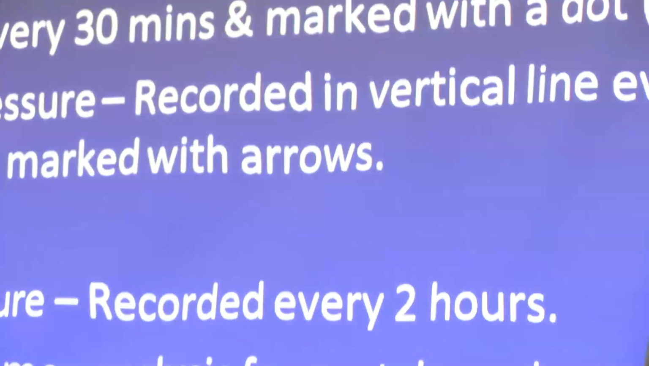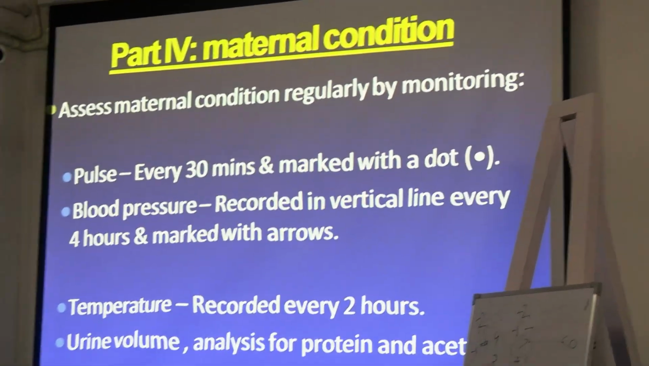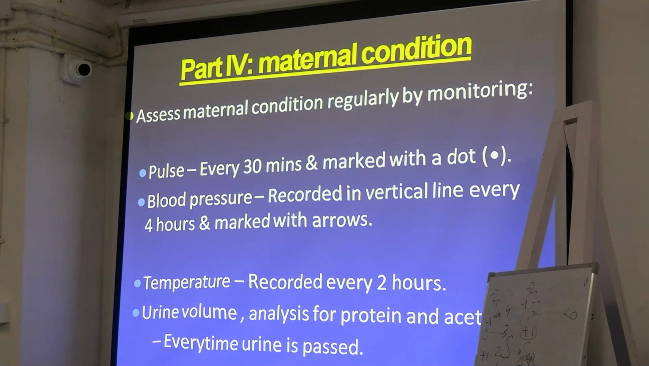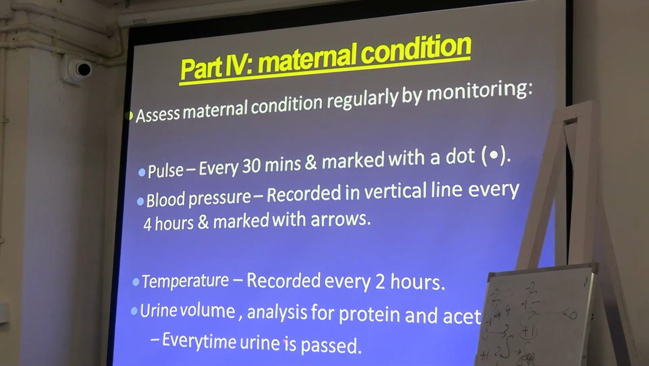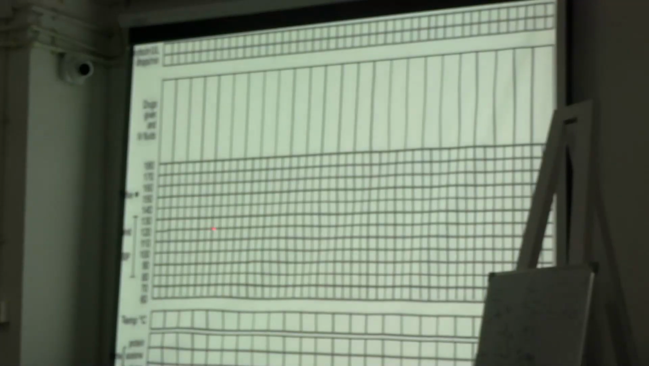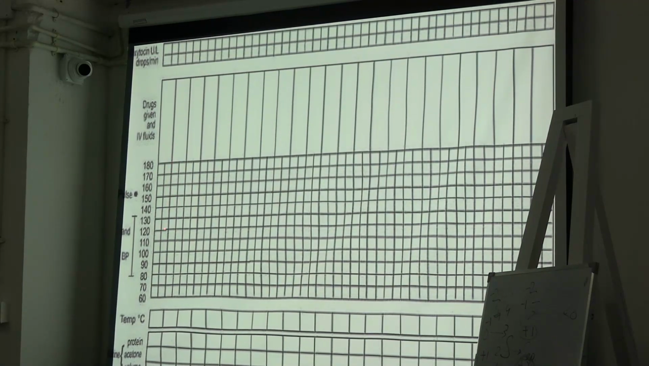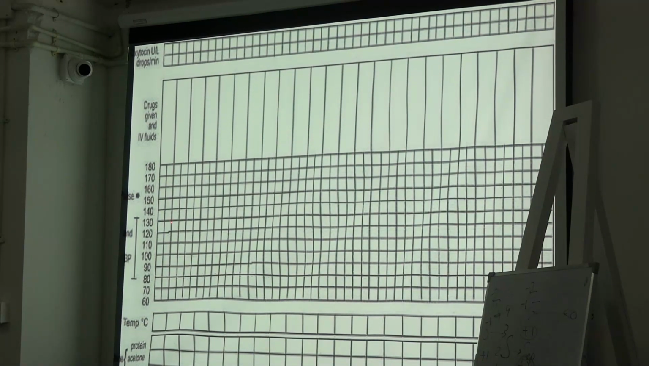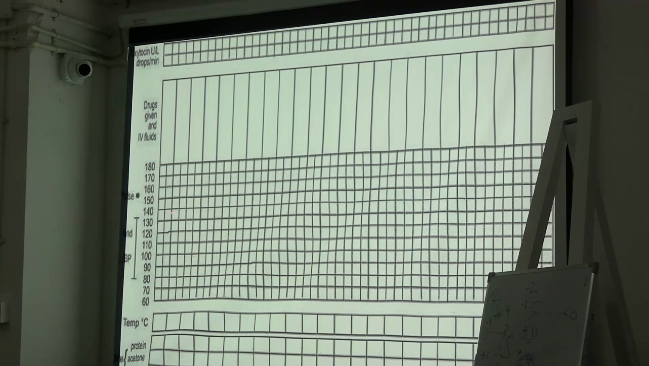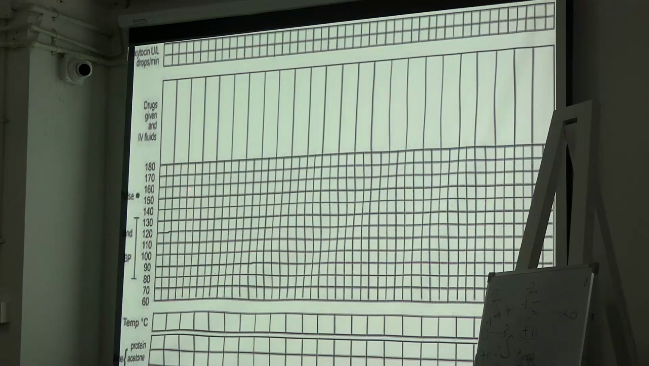Then monitoring the maternal condition. What will we monitor? Pulse every 30 minutes, and it is marked with a dot. Blood pressure is recorded in a vertical line, and it is monitored every 4 hours. Temperature is recorded every 2 hours, and urine volume and analysis for protein and acetone are done every time urine is passed. Suppose the patient has BP 130 by 80 at 2 PM. The systolic we place one dot over here and 80 dot here. We make one vertical line and one arrow here and an arrow here. So this is the BP range of the patient.